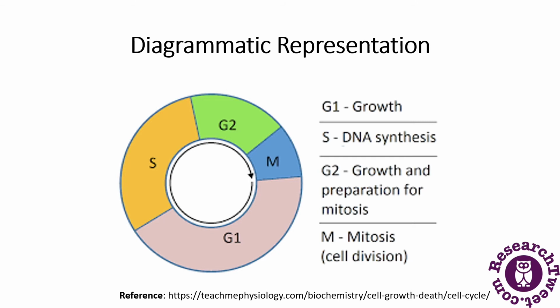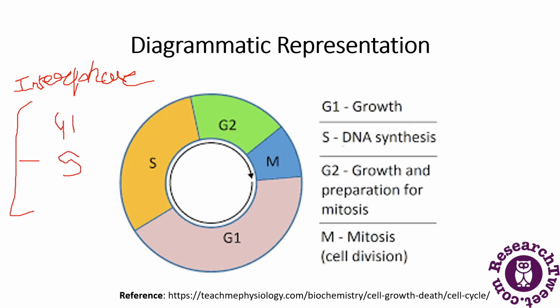So if we are talking about interphase, then we are talking about three phases that are being subdivided into these. Interphase is being subdivided into three categories. That is G1 phase, S phase, and G2 phase. So G1, S, and G2, this is the part of interphase.